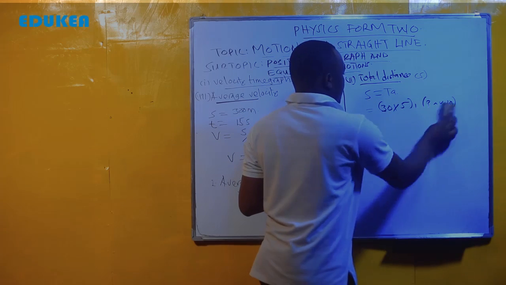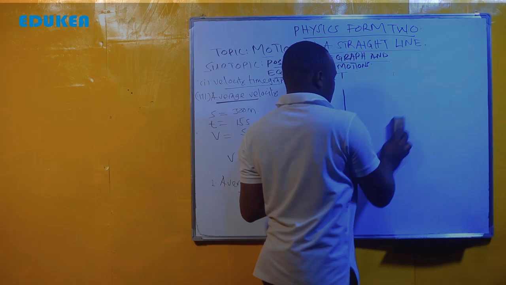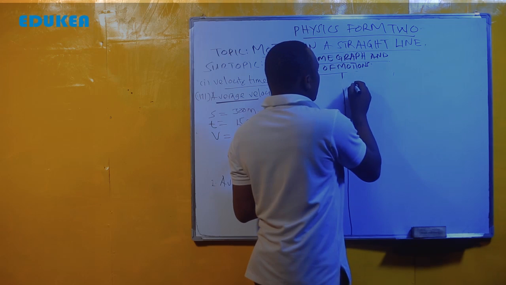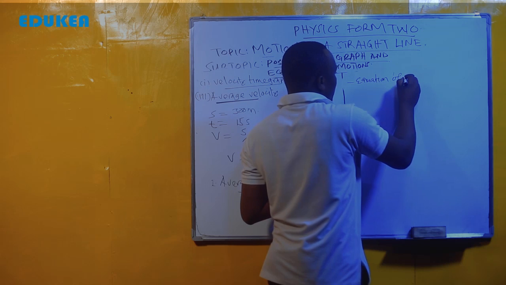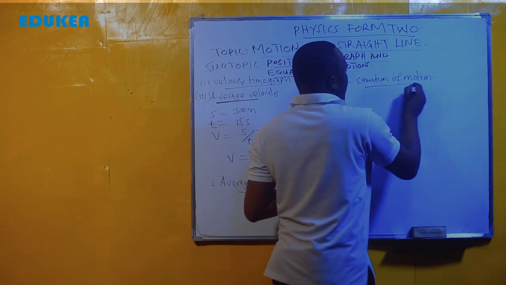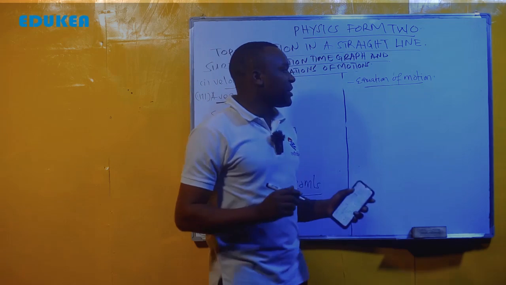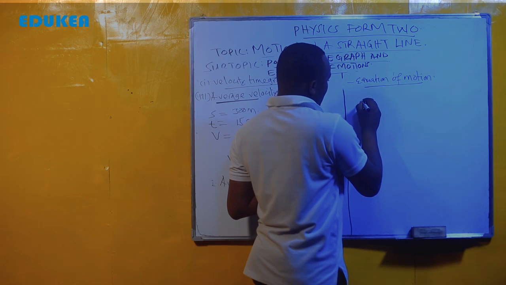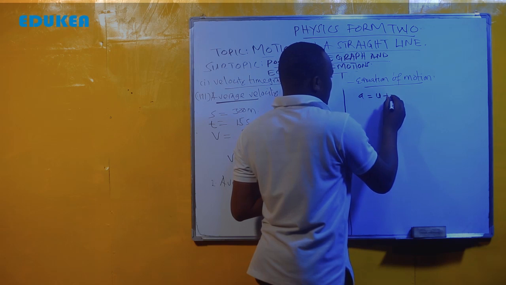So within equations of motion, we have three equations of motion in a straight line. The first equation says that v is equal to u plus at. This is the first equation of motion in a straight line.